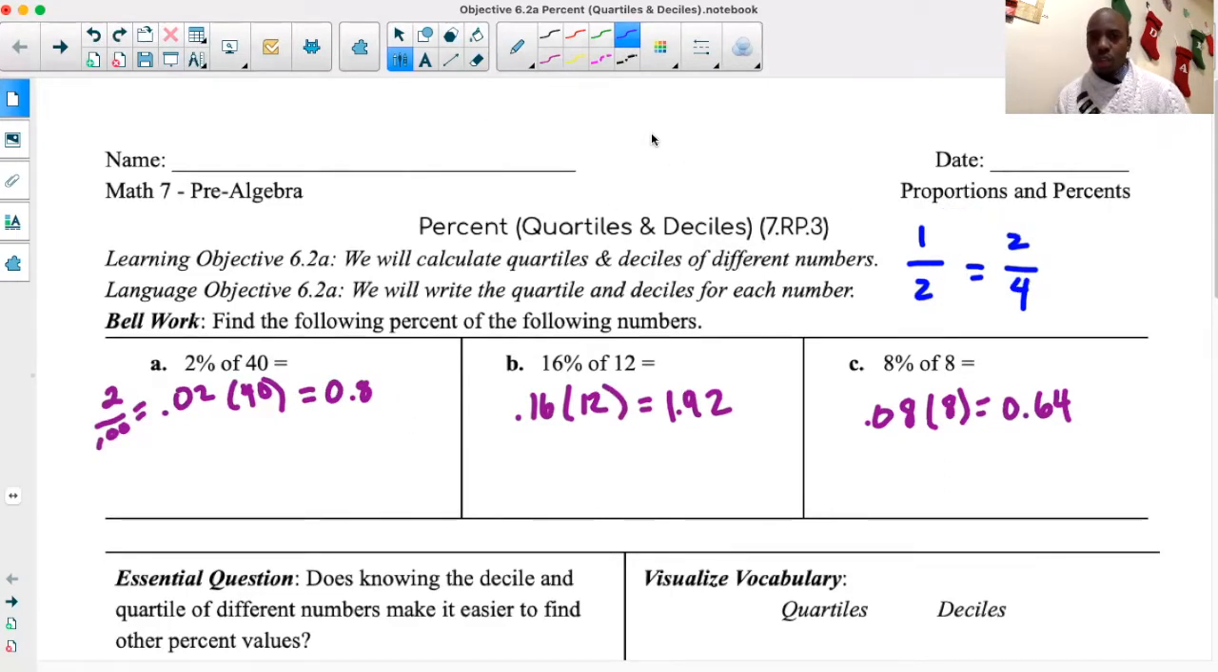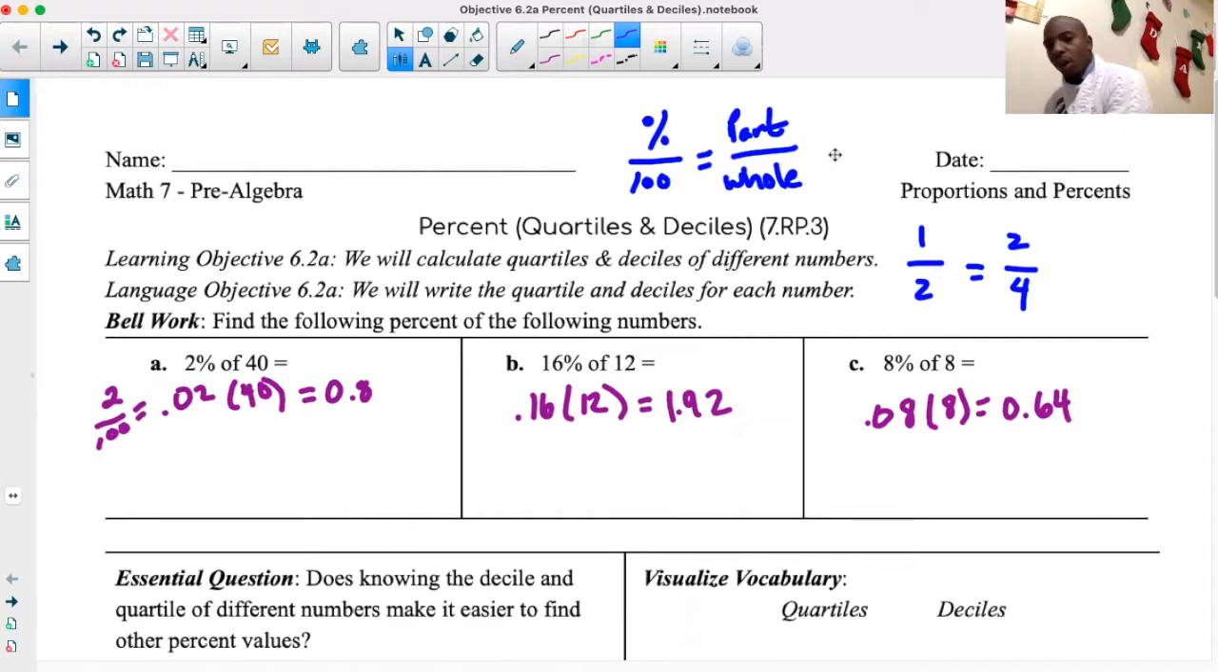Percentages also yield proportions in the sense that a percent over 100 is equal to something called part over whole. And I recommend you write this down on your worksheet, right? This is important. We are going to come back to this a lot, but I want to introduce it here. Because if you look at these 3 bell work problems, you'll notice that there's a part, there's a whole, and there's a percent, right? Part, whole, percent. I'm just going to identify them in the bell work before we dive into what we're doing. This is the percent.